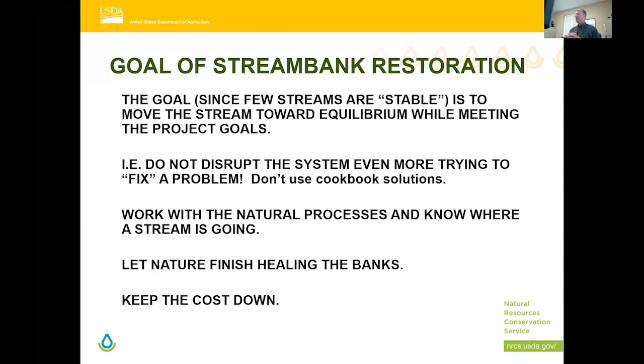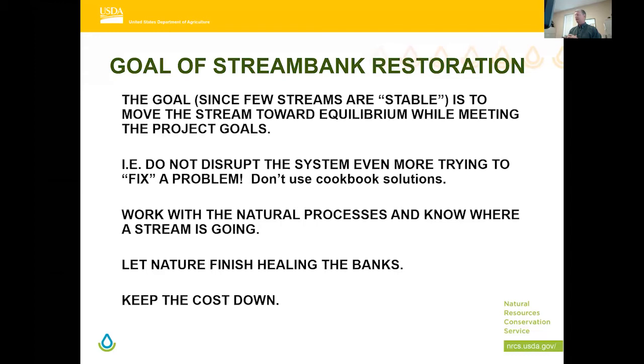So we have some project goals that we want to try to meet, and we want to work with the stream to do those. We don't want to use cookbook solutions because you don't want to wind up disrupting the system even more when you're trying to fix the problem. So our goal is to work with natural processes and know where the stream's going, and to the extent possible, let nature finish healing the banks.